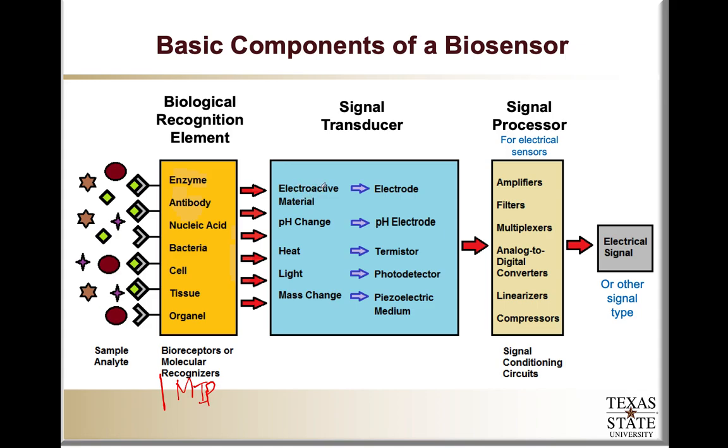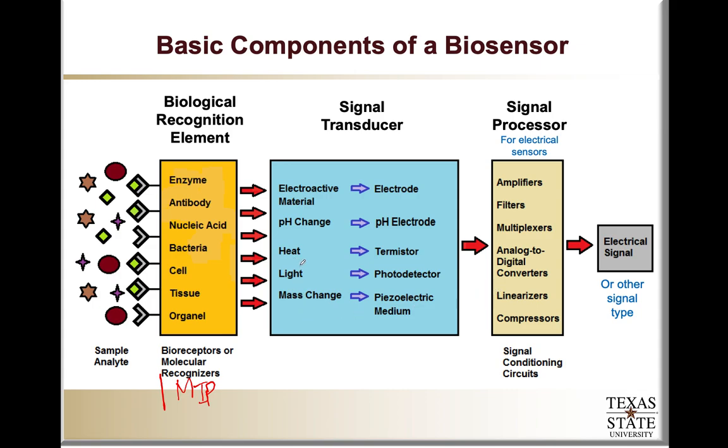For example, we could have an electroactive material that basically is an electrode and that can provide an electrical signal upon attachment of one of the target analytes to the recognition element. If we have a pH change, then that pH change would be measured by a pH electrode, and it would provide information about the voltage difference or potential difference relative to a standard. If we have heat that is being detected or generated, then a thermistor or thermocouple would provide the transducing element.